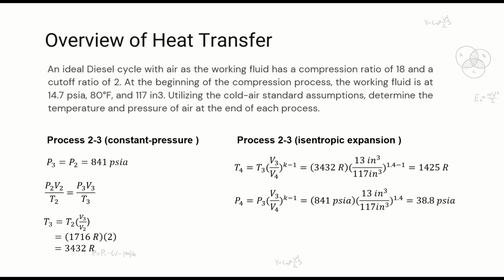Let's proceed. In solving P4, the formula that we will be using here is P3 multiplied by V sub 3 over V sub 4 raised to k. So let us substitute all the givens. For P3, we have 841 psia multiplied by 13 cubic inch over 117 cubic inch, raised to 1.4. So let's solve for it. We have P4 equals 38.8 psia.